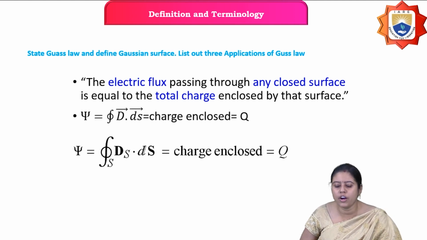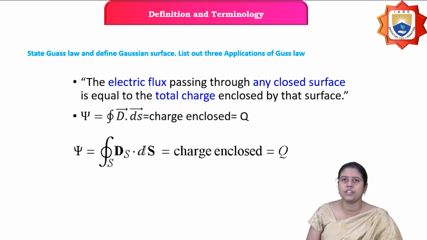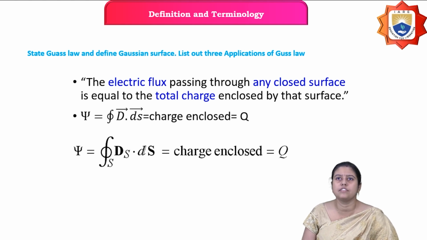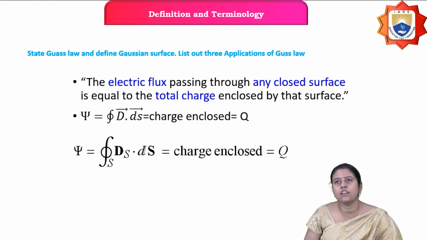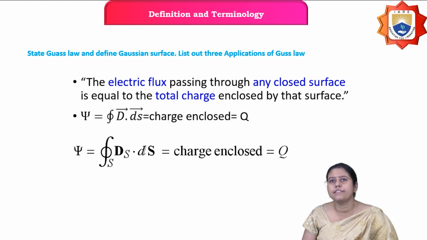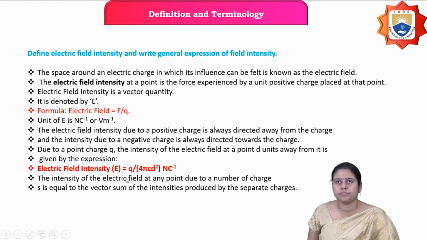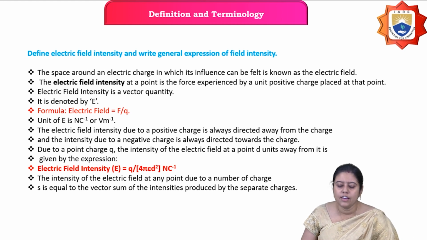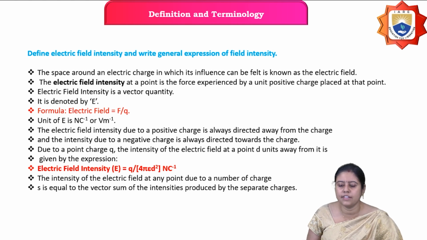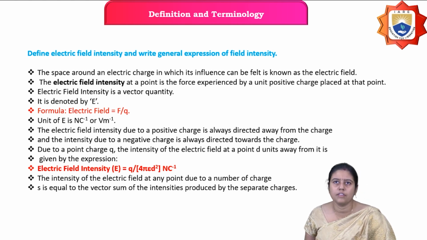State the Gauss law and list out the 3 expressions. The electric flux passing through any closed surface is equal to the charge enclosed by the surface. Psi is equal to integral of D dot dS is equal to charge enclosed. Define the electric field intensity. So electric field intensity we have already discussed in the previous slides also.